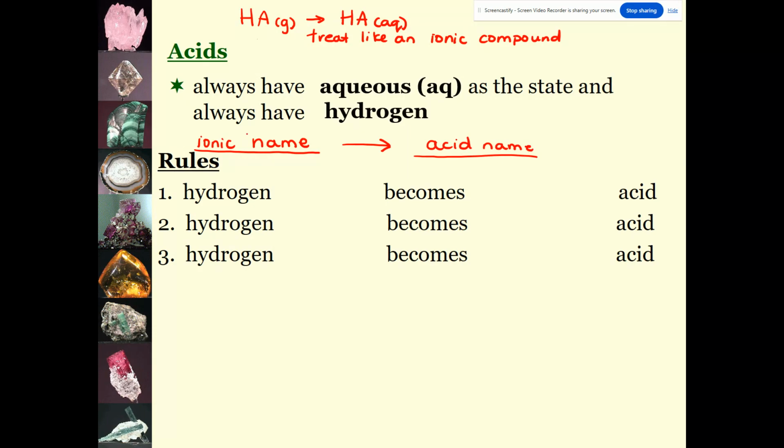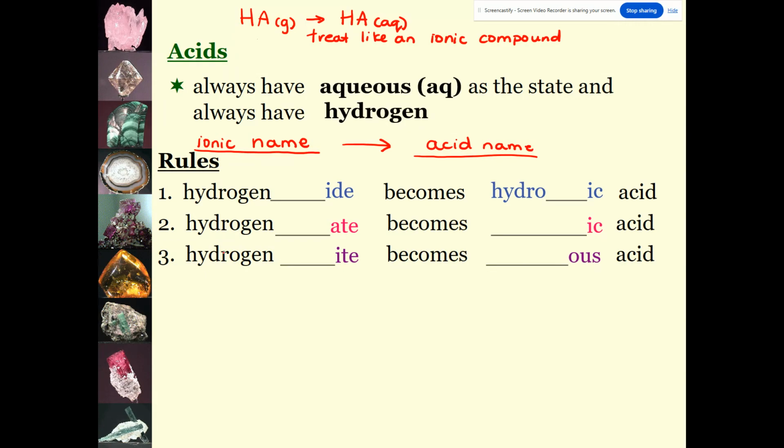Now, you can do the ionic name in your head. I like to write it out. Now, there are 3 rules depending on the ending of the ionic name. So, if it's hydrogen chloride, for example, it would become hydrochloric acid. If it was hydrogen chlorate, it would just become chloric acid. Same ending, but no hydro beginning. If it was hydrogen chlorite, and I'm just using this as an example, it would become chlorous acid.